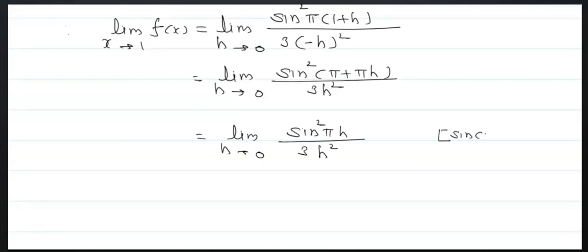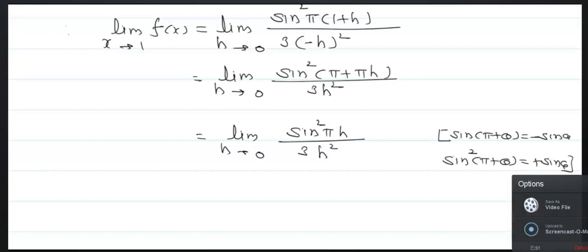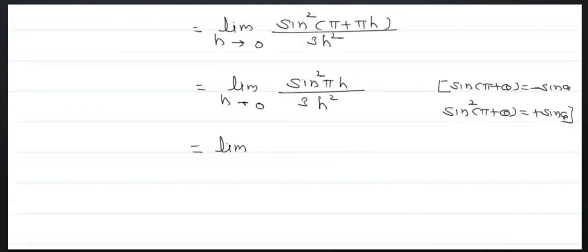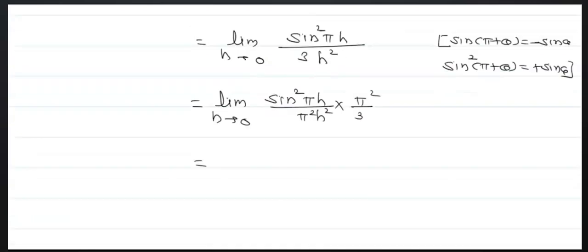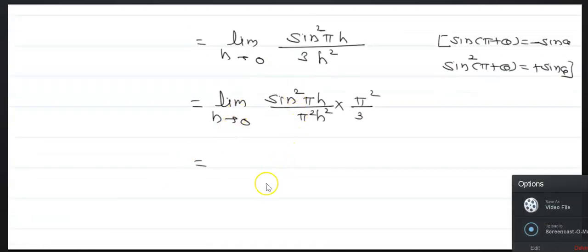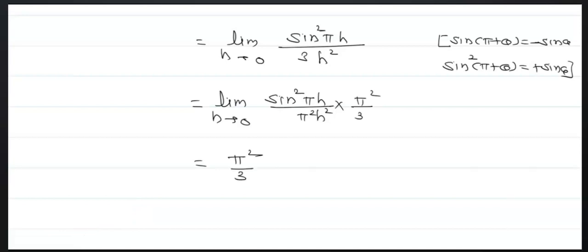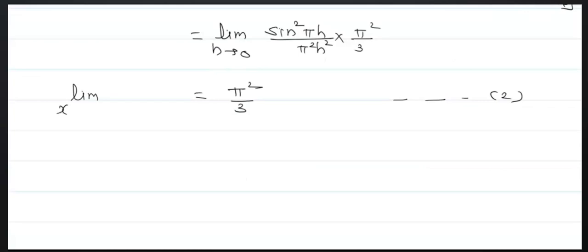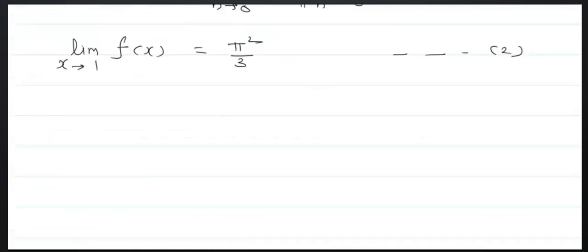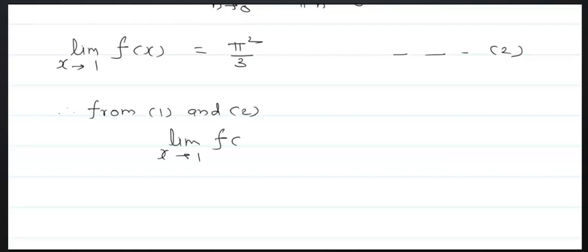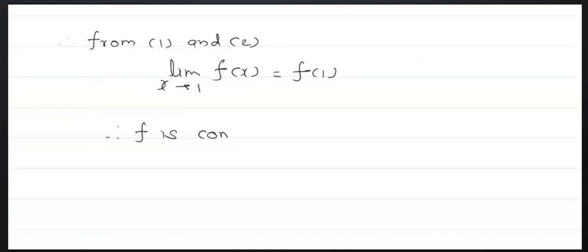Three h square. Now the adjustments are these formulas: sin square pi h upon pi square h square into pi upon 3. The value of this limit is 1, so 1 into pi square upon 3. This is the number 2. Therefore, from 1 and 2, limit x tends to 1 f of x is equal to f of 1. F is continuous at x is equal to 1.